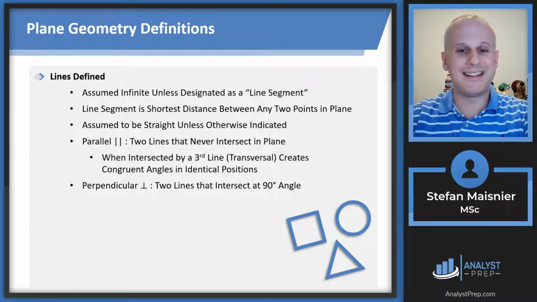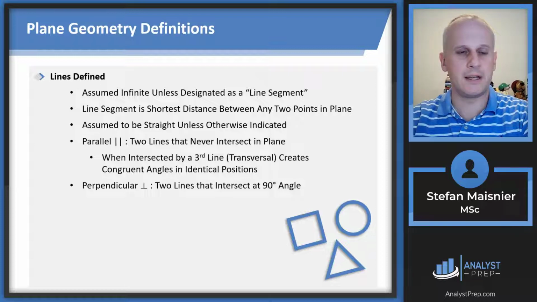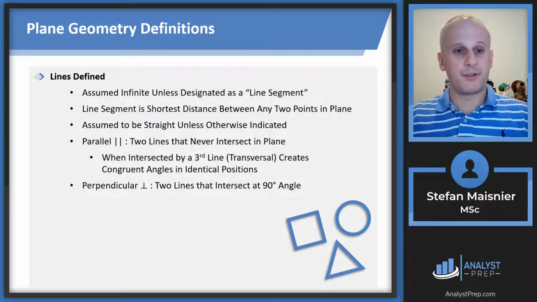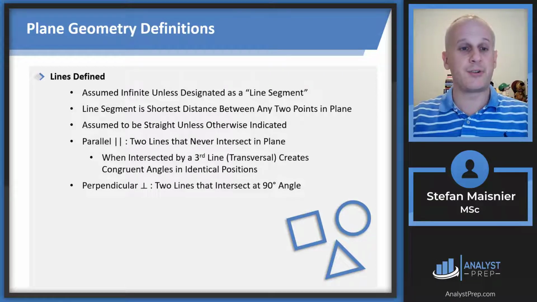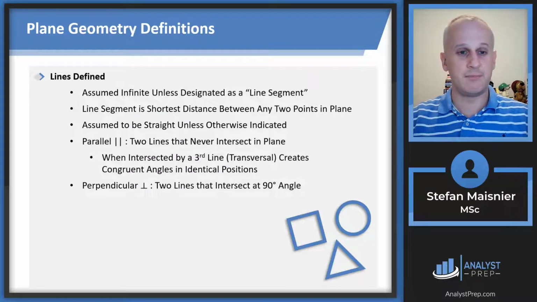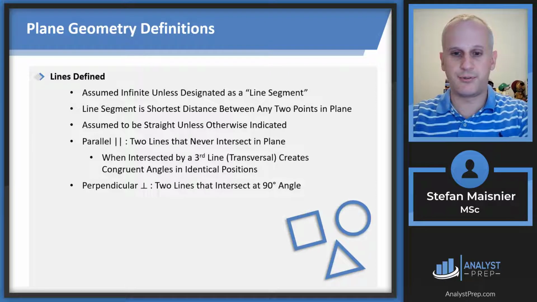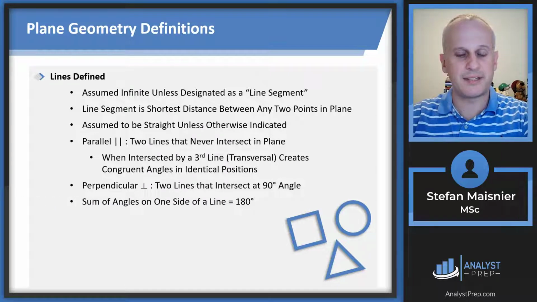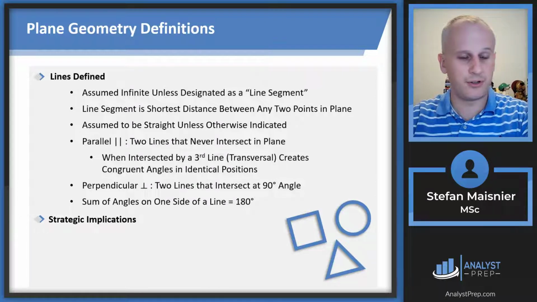Now, a perpendicular intersection is indicated by that upside down T symbol or potentially a little corner in an angle, and that indicates the two lines intersect at a 90-degree angle. And perpendicular lines that continue after intersection create equal angles at the point of intersection, because 90 plus 90 plus 90 plus 90 is equal to 360. So the sum of the angles on one side of a line, as we just alluded to, is always going to be 180 degrees, no matter the number of angles that you're looking at.